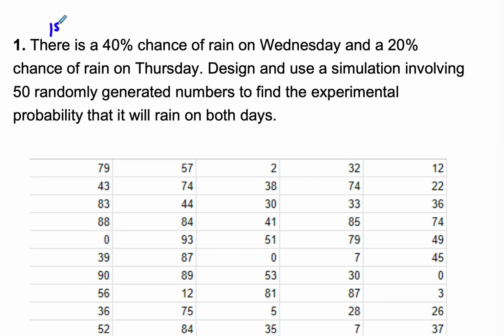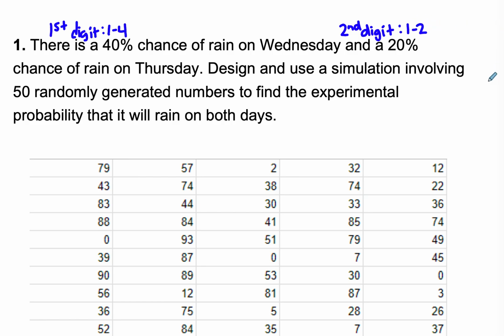I'm going to call my first digit, okay, so first digit is going to be 1 through 4. And our second digit for Thursday is going to be 1 or 2.